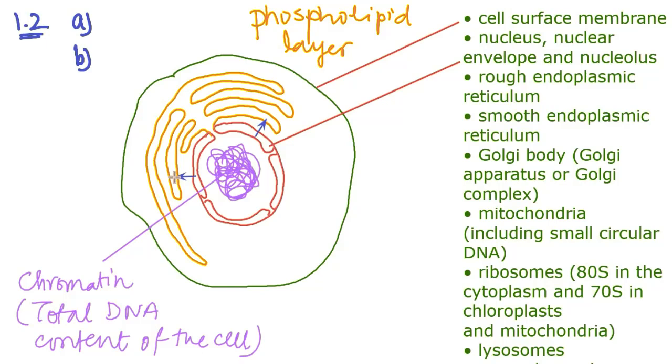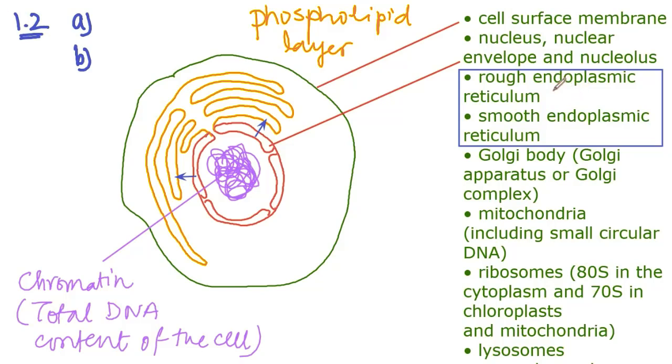We have two different types of endoplasmic reticula: rough endoplasmic reticula and smooth endoplasmic reticula. Both of these have slightly different functions, which I'm going to tell you in a minute.